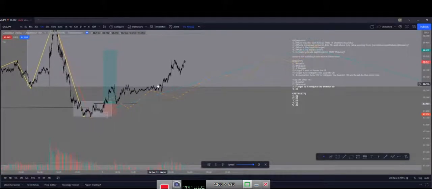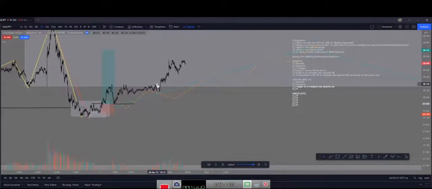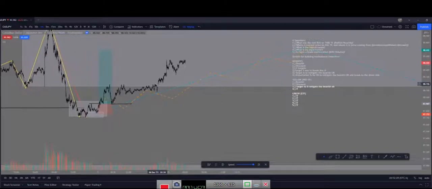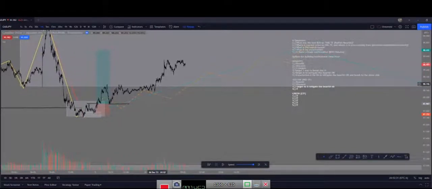I'm just doing demo right now. I'm going to take the challenge for the funded trader by the end of this month, hopefully.